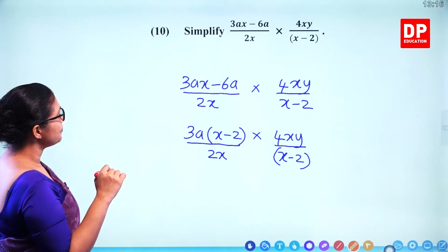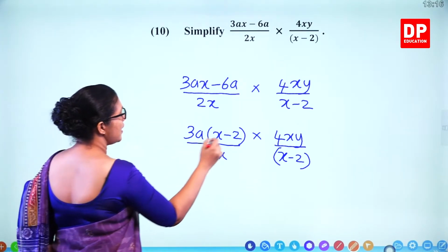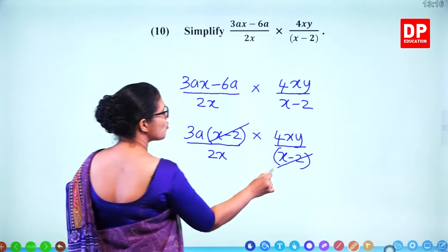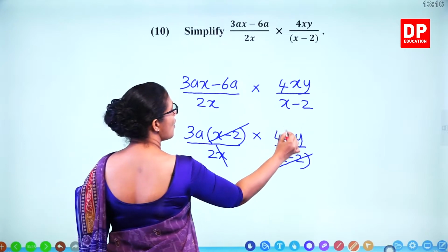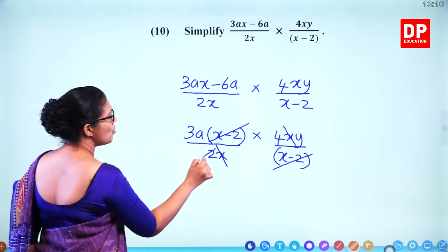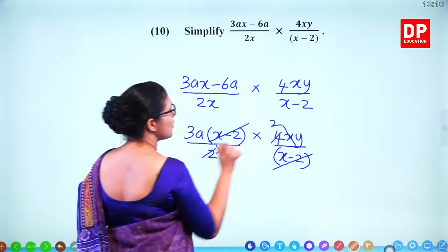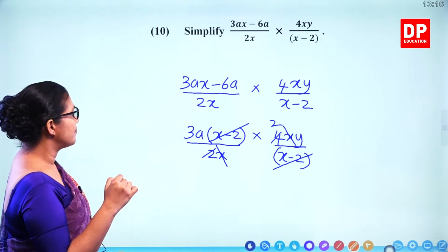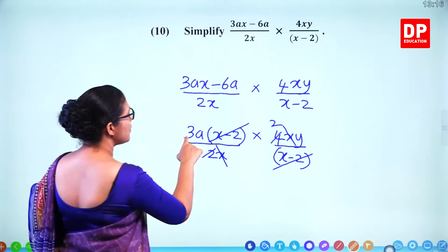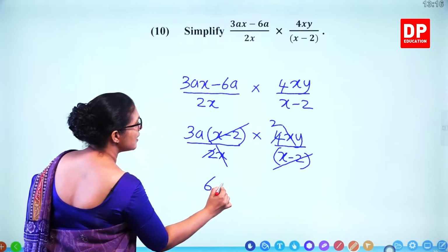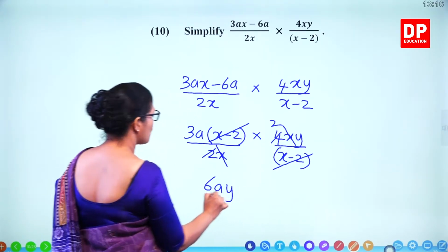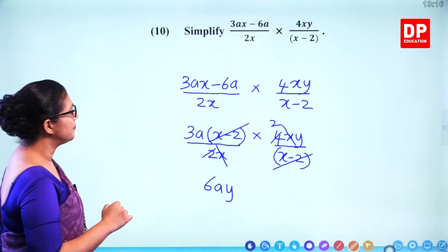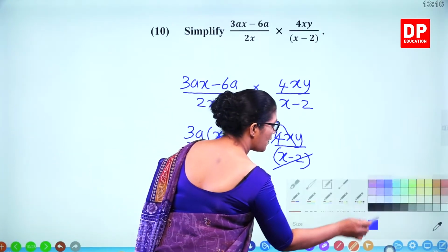So what you get here, x minus 2 and x minus 2 are common. You can cancel out 1x with this. 2 gets cancelled out with this 4, you get 2. So that's all. So you can multiply. You get 3 and 2, 6, a and then y. So 6ay. So you get 2 marks for that.